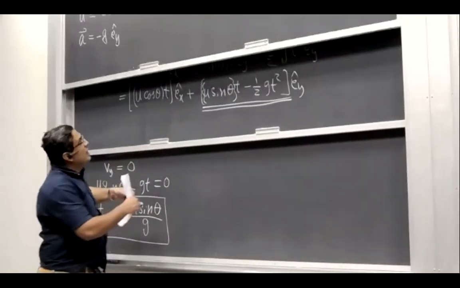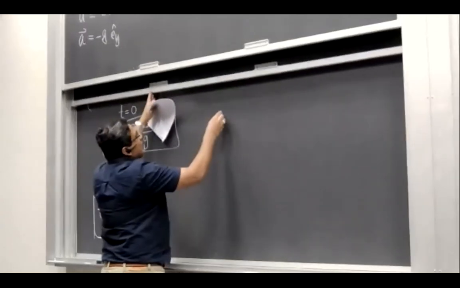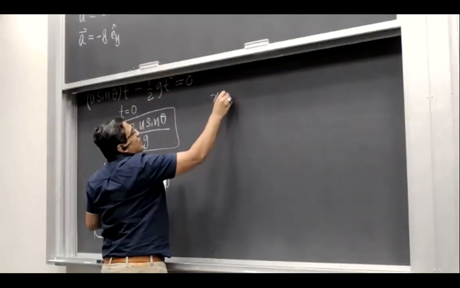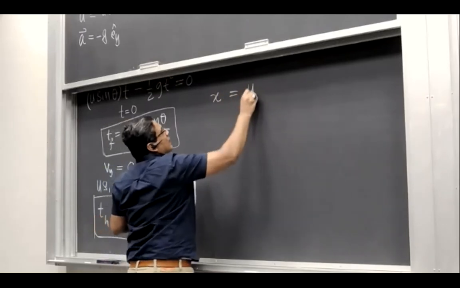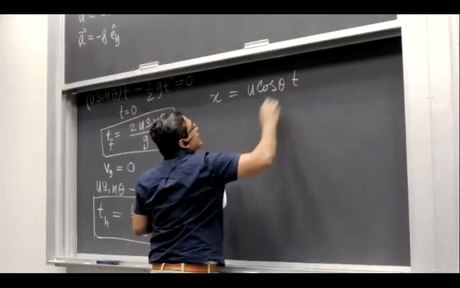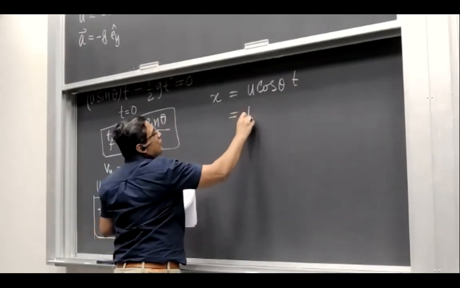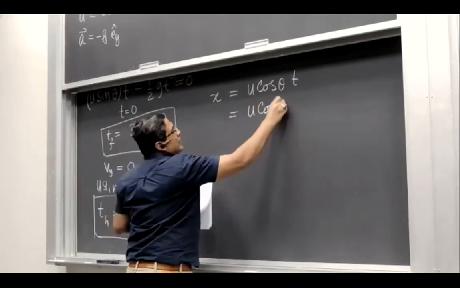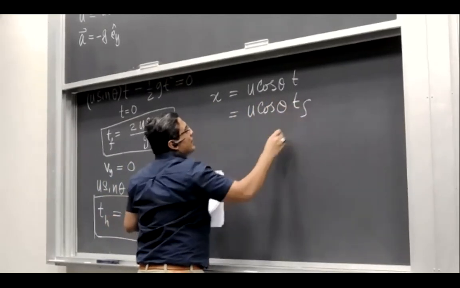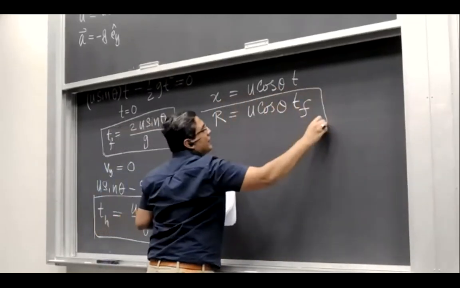So u cosine theta t is the x component actually. And when we substitute u cosine theta times the time of flight here, then this would become the range, the maximum distance covered.